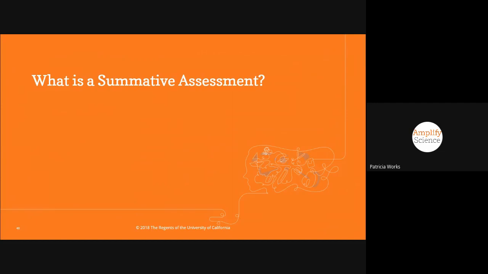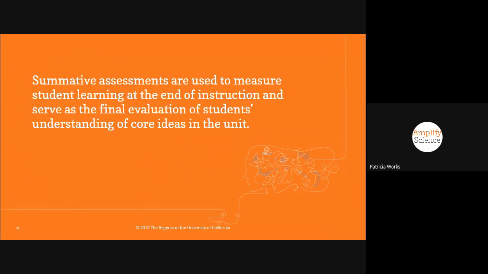So what is the summative assessment? Summative assessments are used to measure student learning at the end of instruction, and they serve as a final evaluation of the student's understanding of core ideas in the unit.